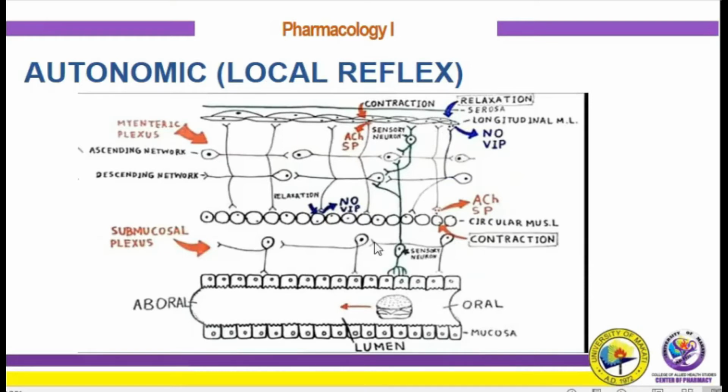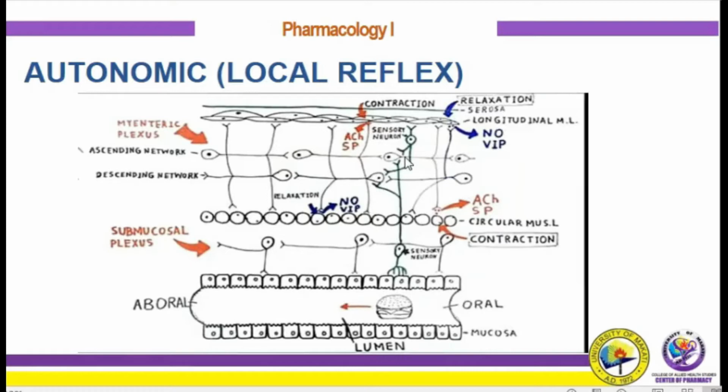Then the intestinal distension further stimulates the sensory neurons of the mesenteric plexus. Also, this sensory neuron in the submucosa will be stimulated by the chemical composition of the food. Both sensory neurons give branches to the ascending and descending interconnected neurons and stimulate them.